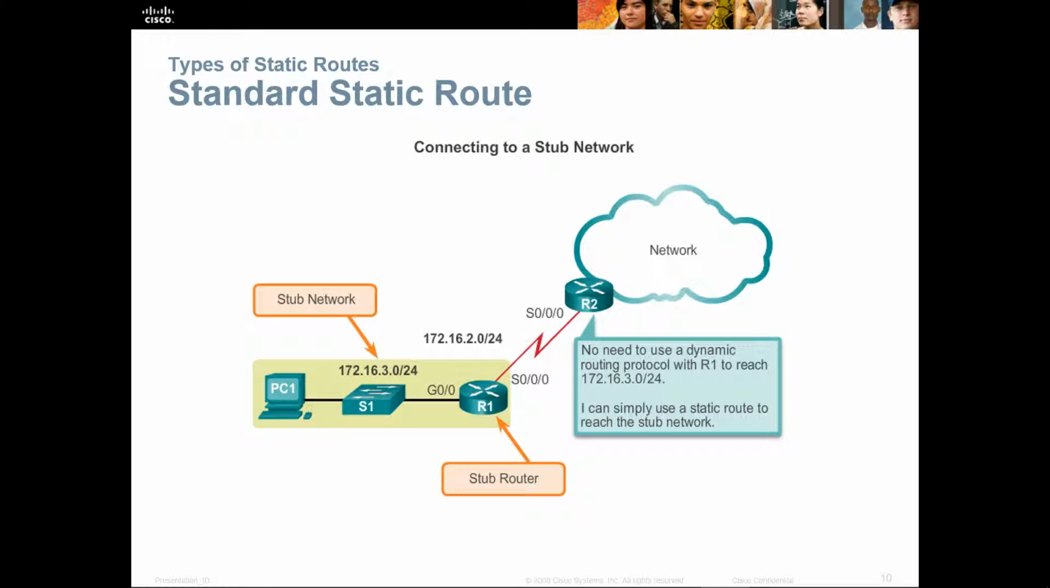Here's an example. R2 is our only neighbor, is our only pathway out. So 172.16.3.0, the /24, that is our stub network. There is no point in using a routing protocol because everything that's not internal to R1, we're forwarding to R2. Doesn't matter what it is.